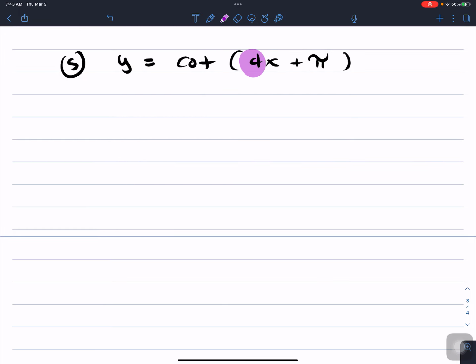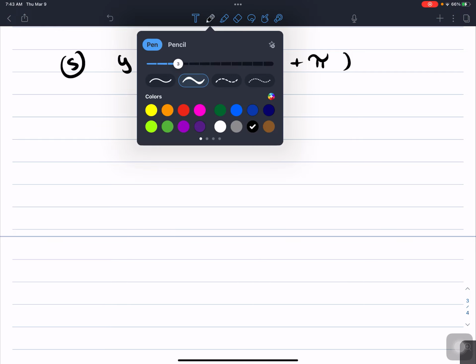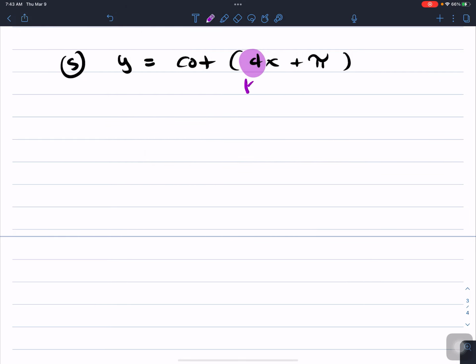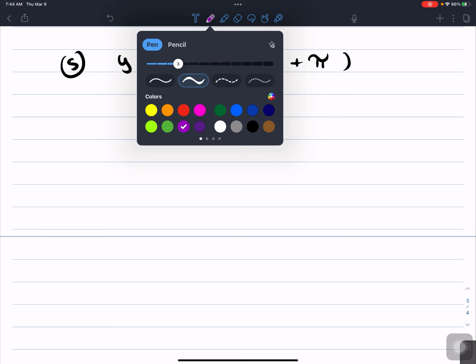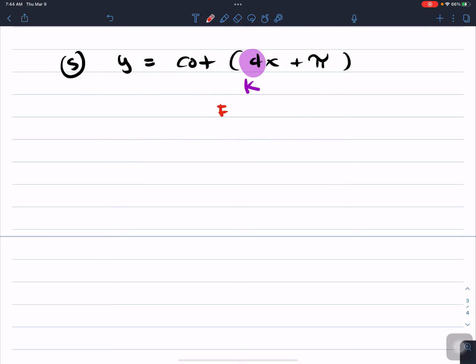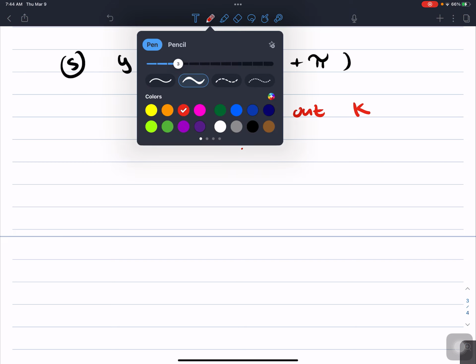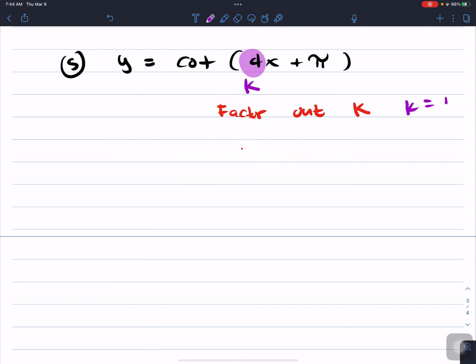What was this value in front from yesterday? You guys remember? This is the k value. What do you guys have to do? Factor out k. Good. So we're going to have to write this with that k. K is 4. I have to write it as 4 times a quotient. You guys remember some of that factoring we did?